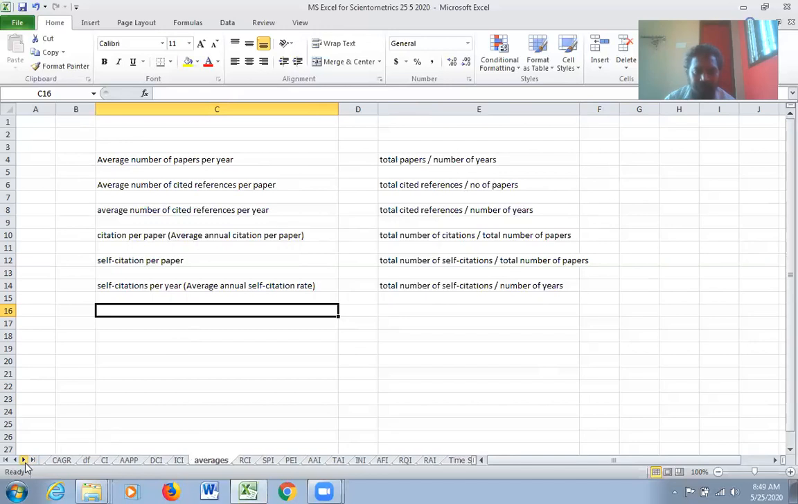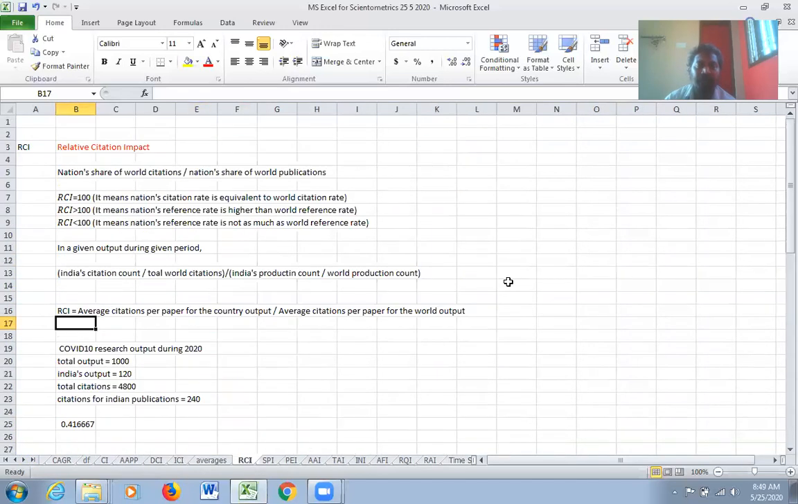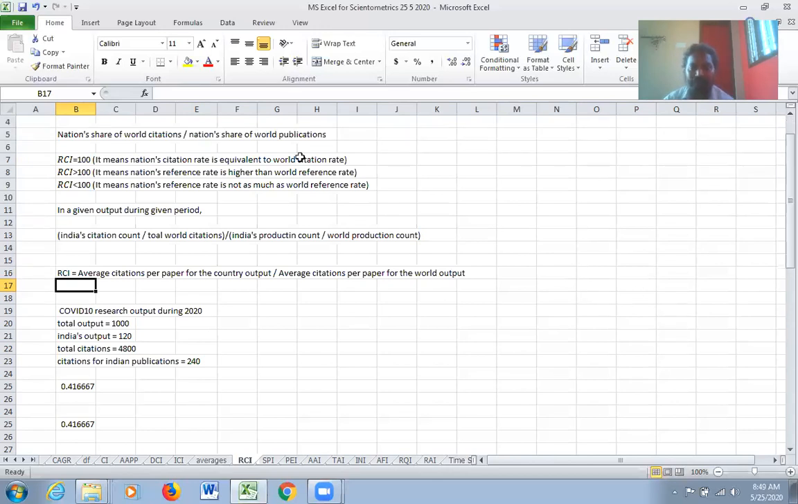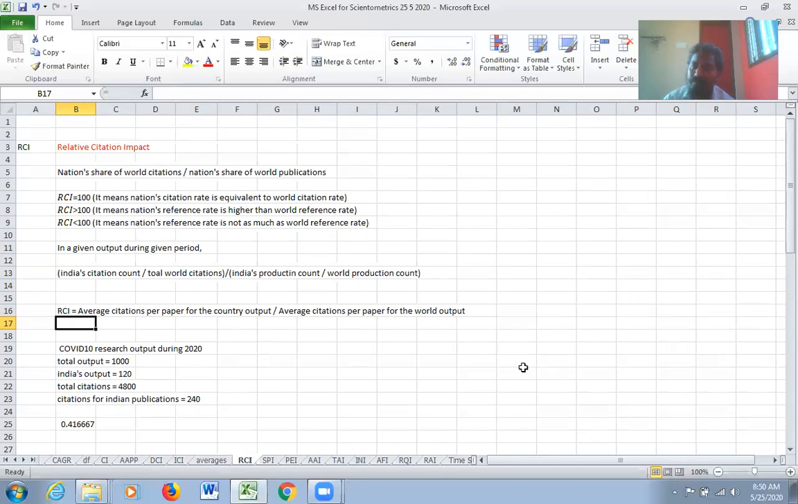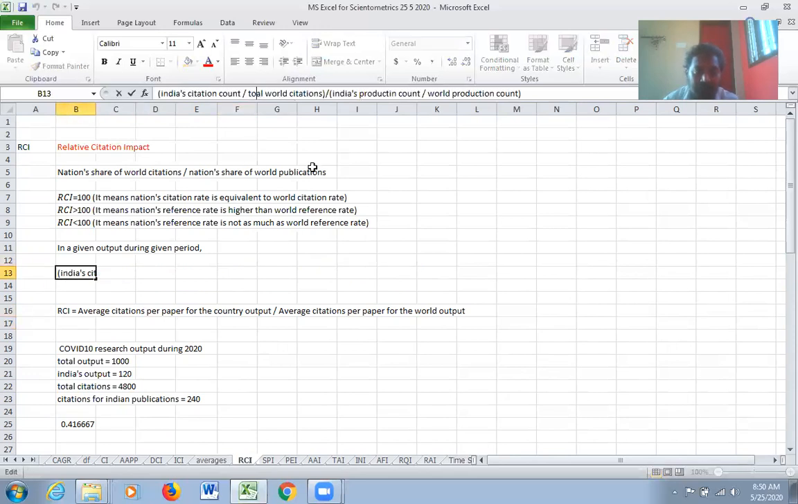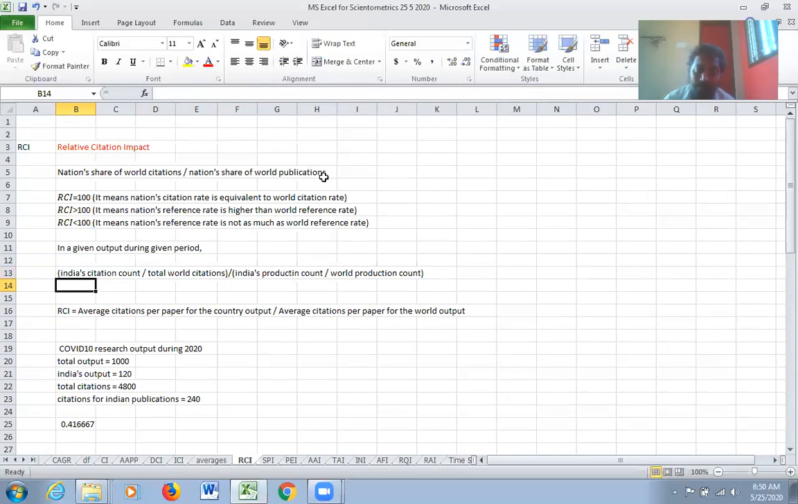Then let me go further. RCI stands for relative citation impact. You take your citations, the citations you receive for your output, maybe an individual or maybe a country, and you take the global output of the entire nations or entire authors. If you see the proportion of these two concepts, then you'll get a relative citation impact. Fine. So what is the formula? It says that if you want to calculate relative citation impact of India, the formula is India's citation count divided by total world citations. And there is a mistake. Yes, India citation count divided by total world citation.